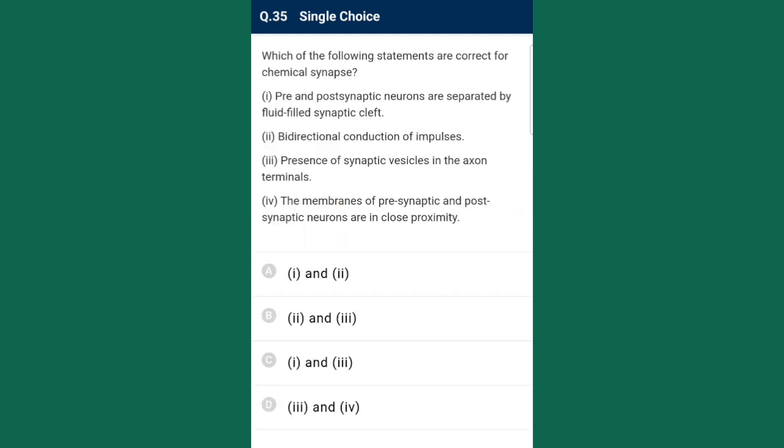Question number 35. Which of the following statements are correct for chemical synapse? Chemical synapses relay information with the help of chemicals. They are slow and steady in nature. A chemical synapse is a gap between two neurons in which the information passes chemically. The chemicals are called neurotransmitter molecules that are filled in synaptic vesicles present at axon terminals. This chemical is commonly called as acetylcholine. So the answer is option C. From the given four statements, first and third are correct.